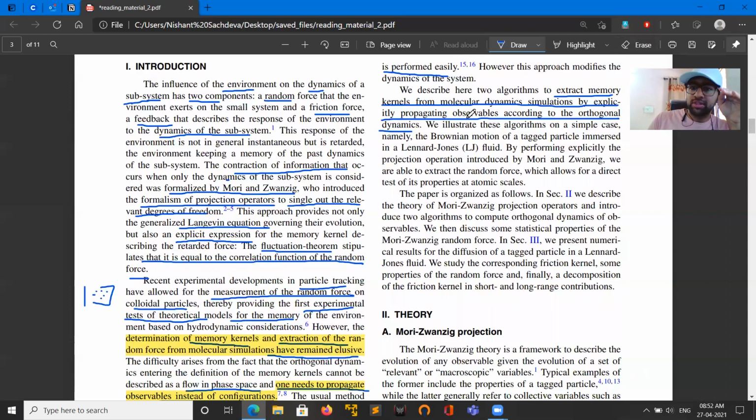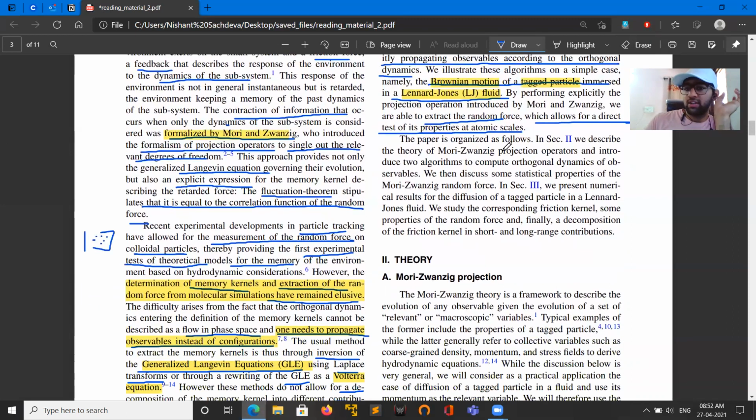They have illustrated these algorithms on a simple case, which is the Brownian motion of a tagged particle immersed in a Lennard-Jones fluid. Three terms here. Brownian motion, we know what that is. We studied that in the previous paper, in reading material 1, of a tagged particle immersed in a Lennard-Jones fluid. By performing explicitly the projection operation introduced by Mori and Zwanzig, we saw them here, these guys had worked out a projection operation. That's what we'll use. We are able to extract the random force, which then allows for a direct test of its properties at atomic scales.